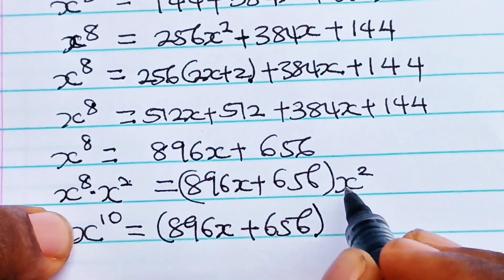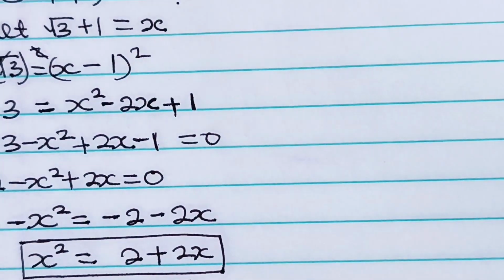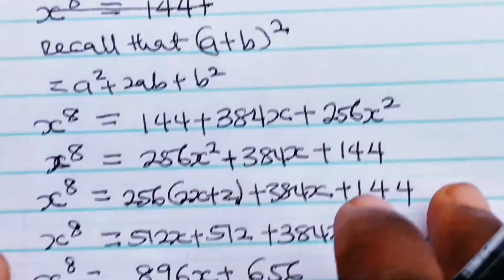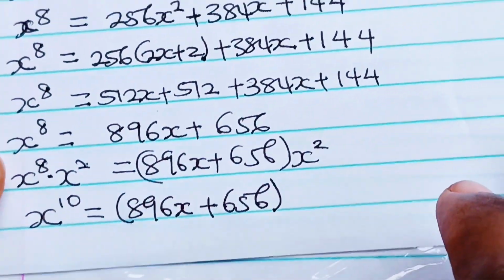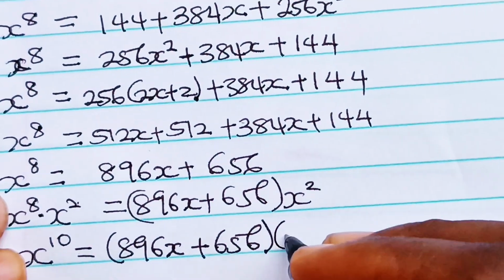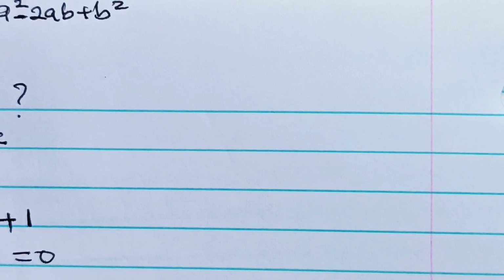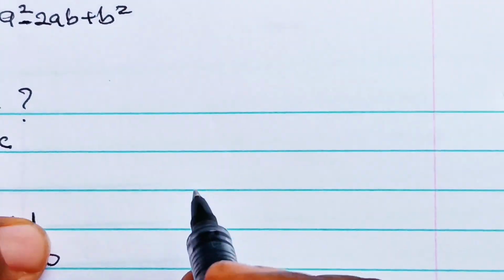All right, now x to the power of 2, recall, is equal to what? 2 plus 2x. So we are going to write that, bracket 2 plus 2x. We are going to continue from this side. Let's continue from here.